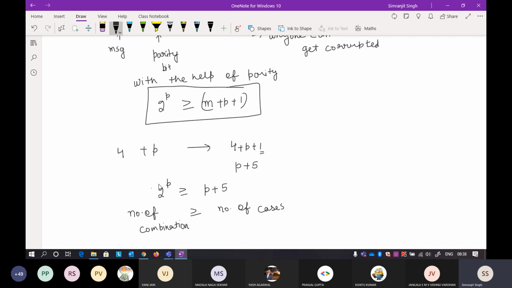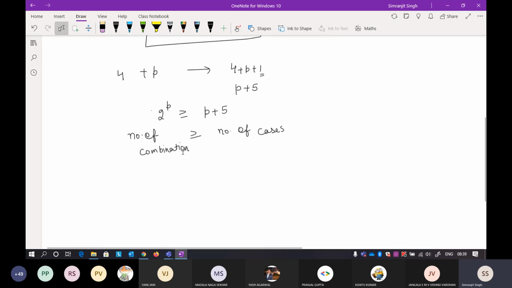This condition is very important for Hamming distance. If you understand it, now can I take parity bit as 1? So take parity bit as 1 here. See, 2 raised to power 1 is greater than or equal to 1 plus 5. Which is wrong, because 2 is not greater than or equal to 6. So it means that you cannot set the parity bit as 1.